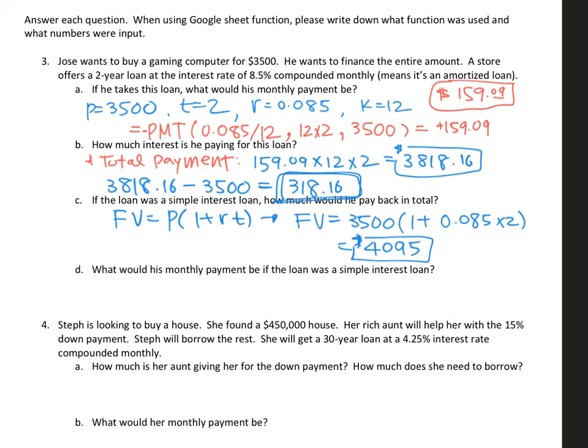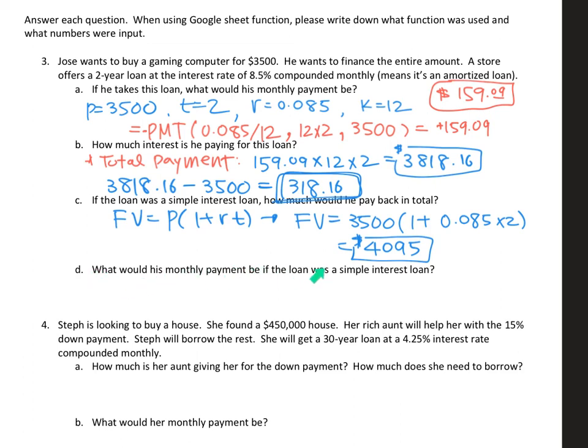When it was an amortized loan, he ended up paying back $3,800. So obviously, for a simple interest loan, you have to pay back more, as I mentioned before, because they'll charge you interest on the very first amount throughout the whole loan period. So which is better? Well, if I have a choice of paying 3,800 versus 4,000 something, I'll choose 3,800, right? Okay, let's look at the last one.